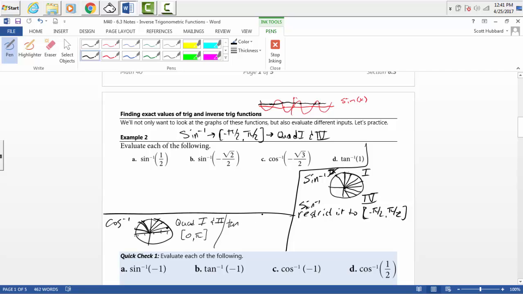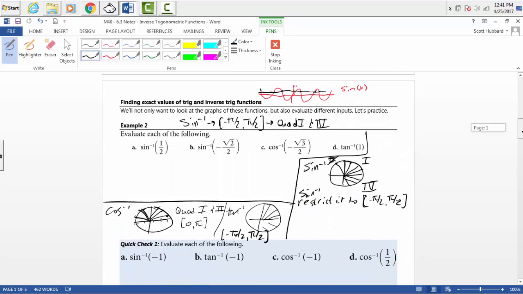It's going to take the answers from sine. So tangent inverse, and the reason for that is that over here they'll be positive, and over here they'll be negative. So tangent will be quadrants 1 and 4 as well. And so that would be negative pi over 2 to pi over 2. Okay, that's all that table was trying to say, but people didn't really like that last time.